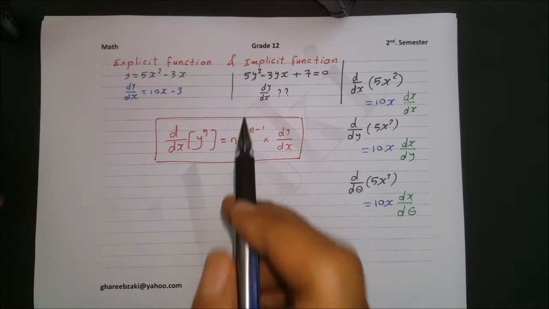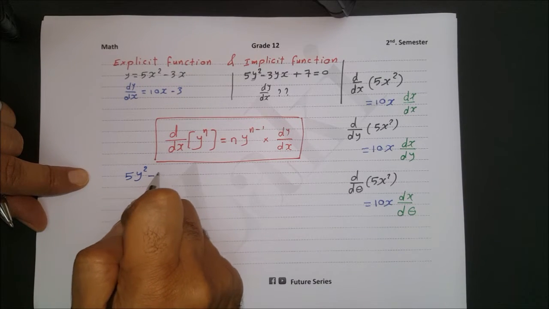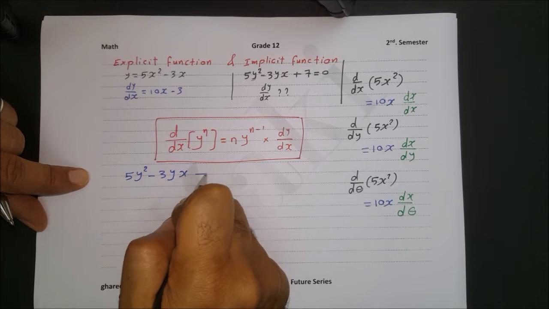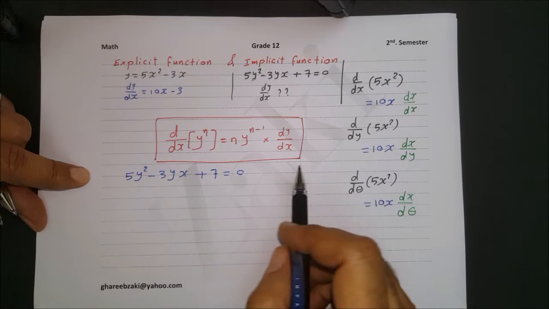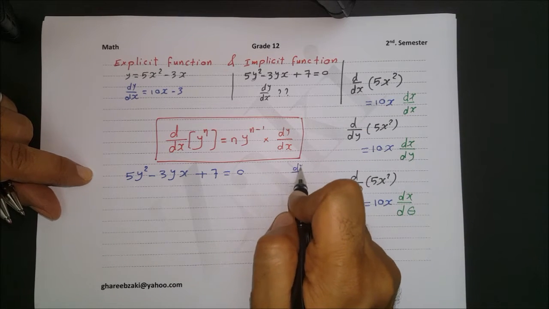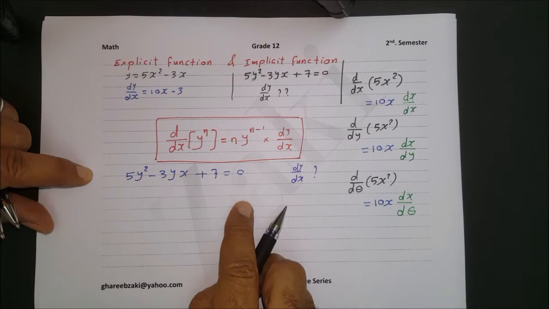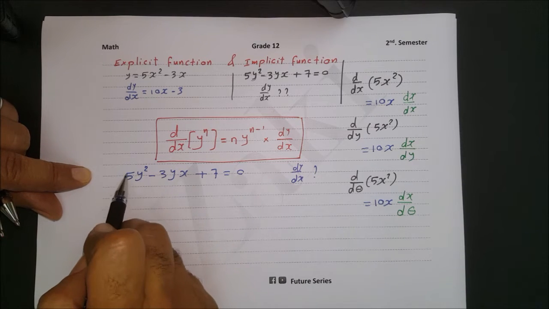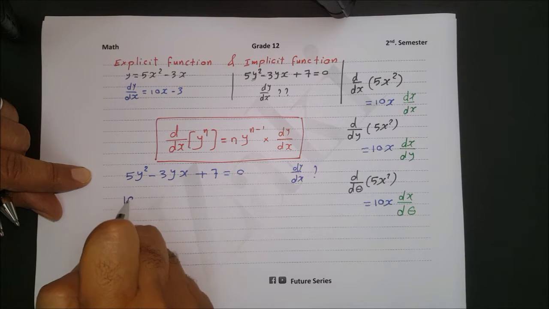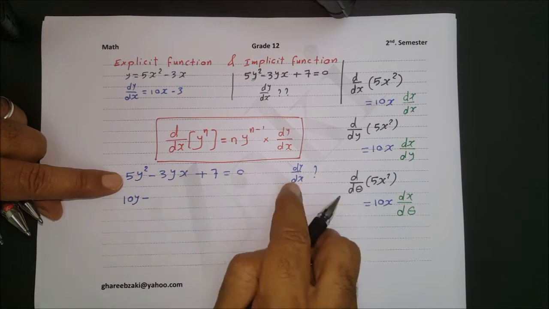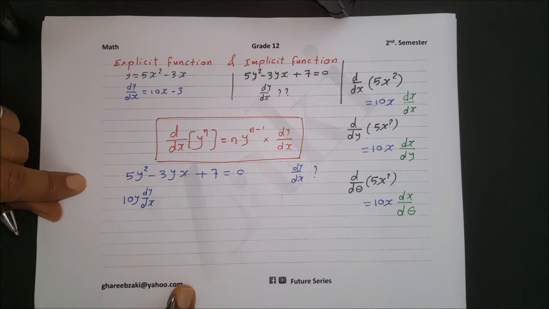We go back to this one. 5y squared minus 3yx plus 7 equal to 0. We differentiate with respect to x because we need dy by dx. So the derivative of 5y squared, the power comes down, 2 times 5 it's 10y, multiply the derivative of y with respect to x, dy by dx.